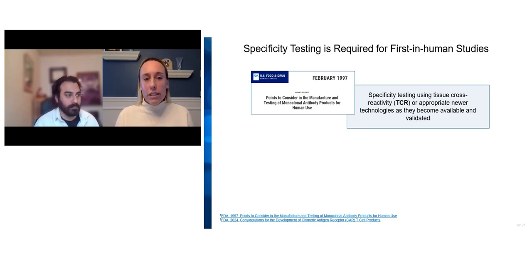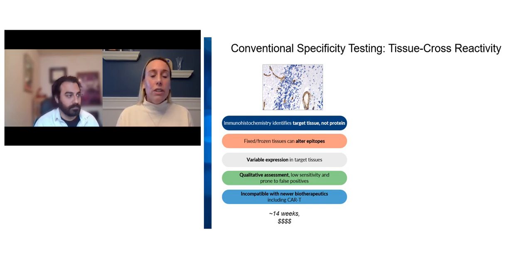So let's look at the guidance documents for specificity testing. It is a requirement for first-in-human studies. The guidance document relevant for antibodies is the points to consider in the manufacture and testing of monoclonal antibody products for human use. And this guidance document states that specificity testing should be performed using tissue cross-reactivity studies, or a TCR assay. So what is a TCR assay?